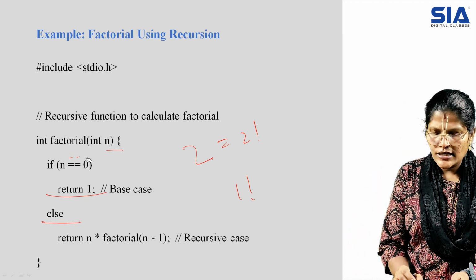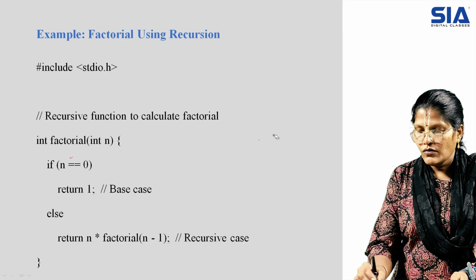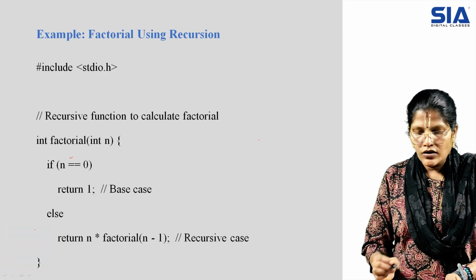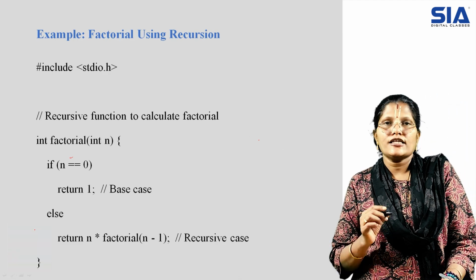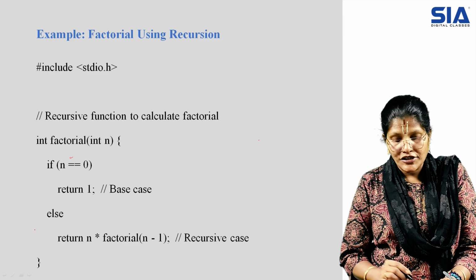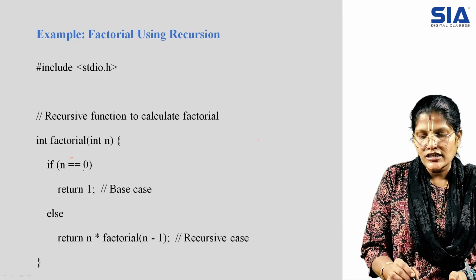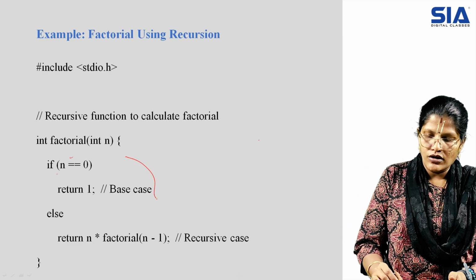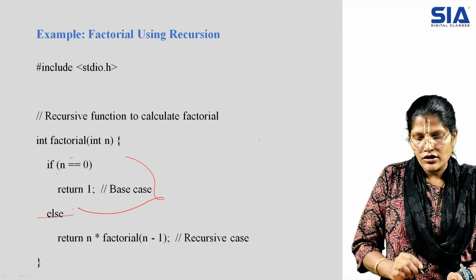Now when you talk about 3, when you are executing the n value as 3, this case is not correct. The value now is 3, so n is equal to 0 is wrong, 3 is not equal to 0. So this block is not executed. The else block will be executed.